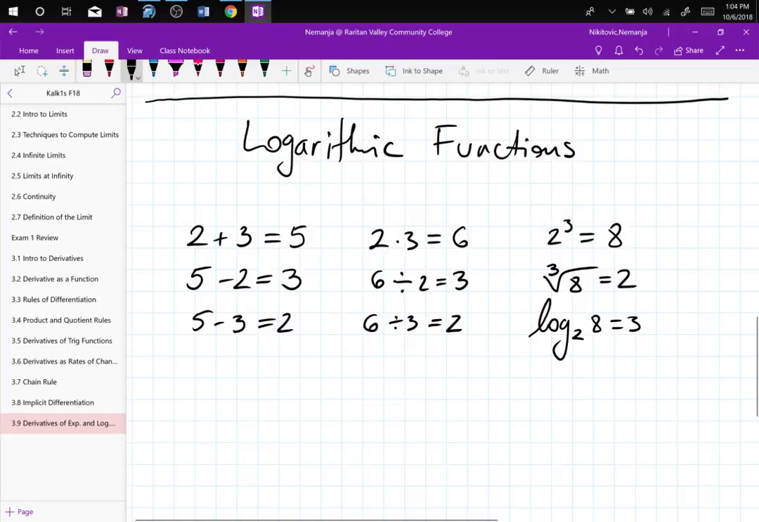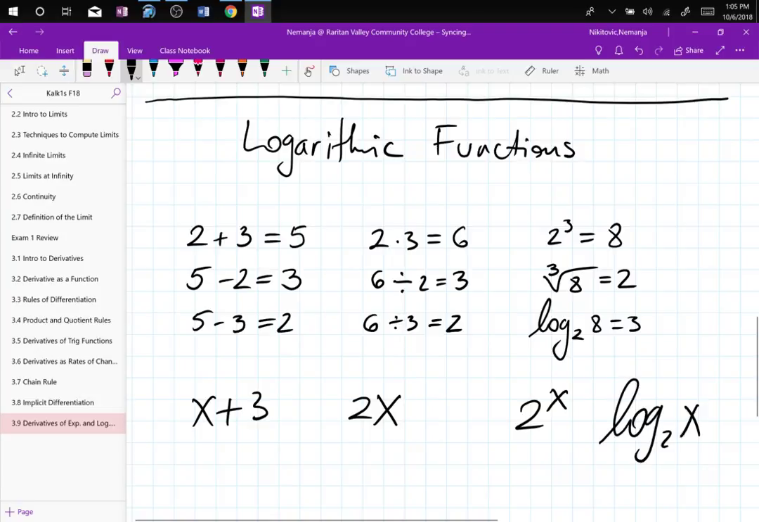How do I make a function? I make a function when I say x plus 3. And that's a function now, linear. I make a function when I say 2x. Perfect, right? I make a function when I say 2 to the x. So I'm going to make a function when I say log 2 of x. Logarithms are not functions. It's a way to compute a number.